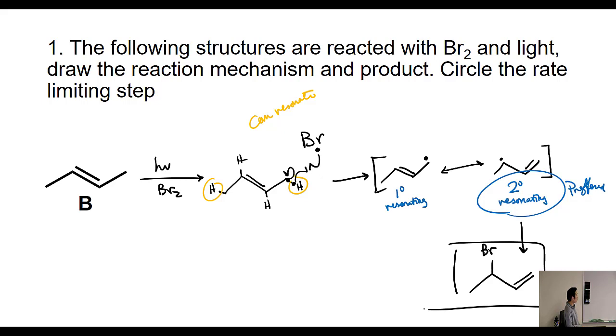Questions, comments? You kind of like move that double bond to that side. Because it's resonating. Because I can resonate. That's why. It's more preferred.